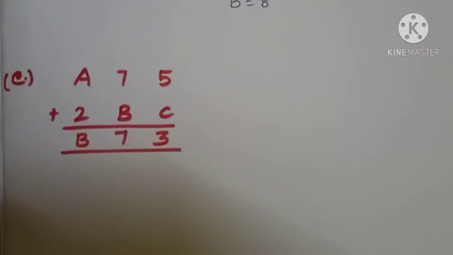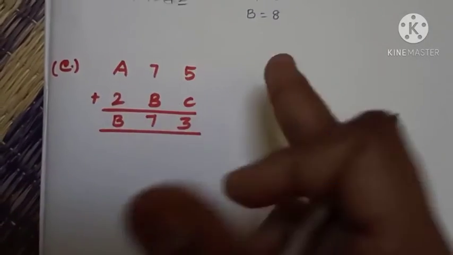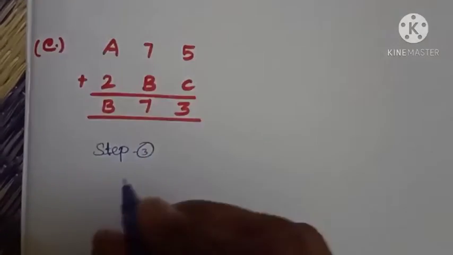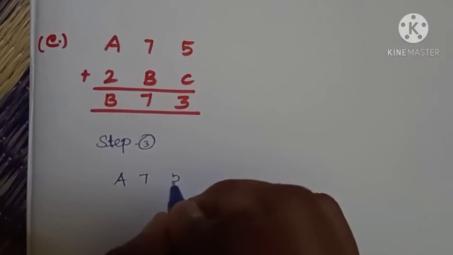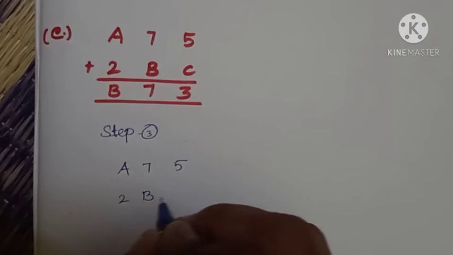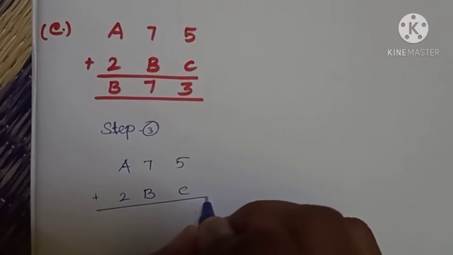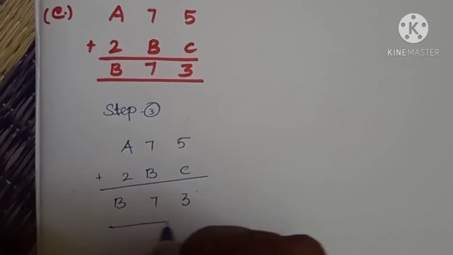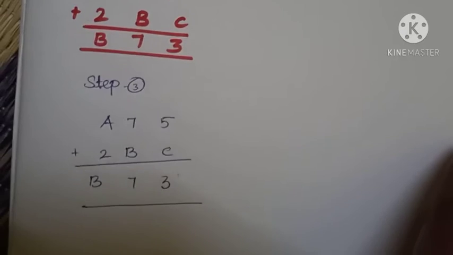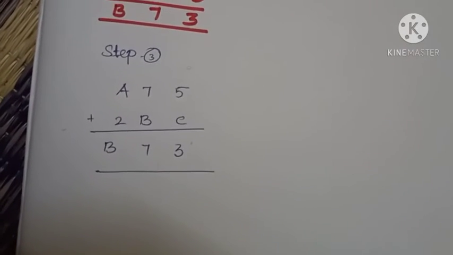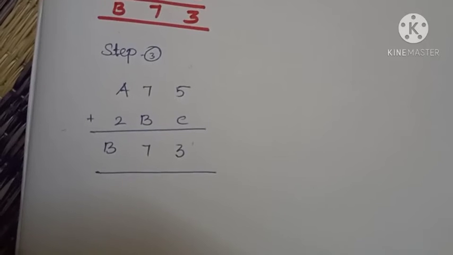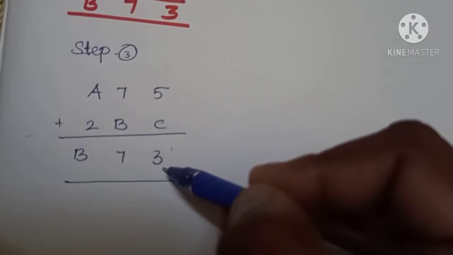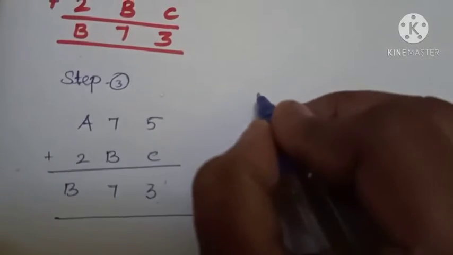Okay, and another one, again addition, but a 3 digit number. So step 1, directly we write the question: A 7 5 plus 2 B C, if you add, you get 3 7 B. Okay, so what are the possibilities to add? For example, if you add these, you get the maximum possible values, in a shortcut way.